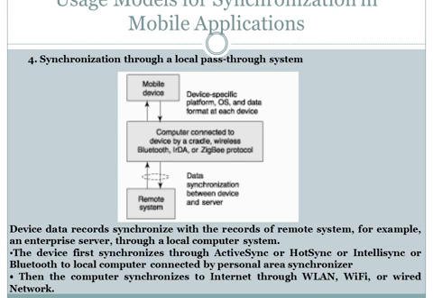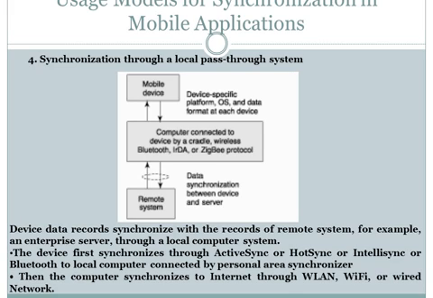a PC. The device first synchronizes with the local computer using synchronization software such as ActiveSync or HotSync or IntelliSync, and using Bluetooth and protocols such as IrDA or Zigbee. And then the computer synchronizes with the internet using a direct wide area connection or using WLAN, Wi-Fi and other mechanisms.